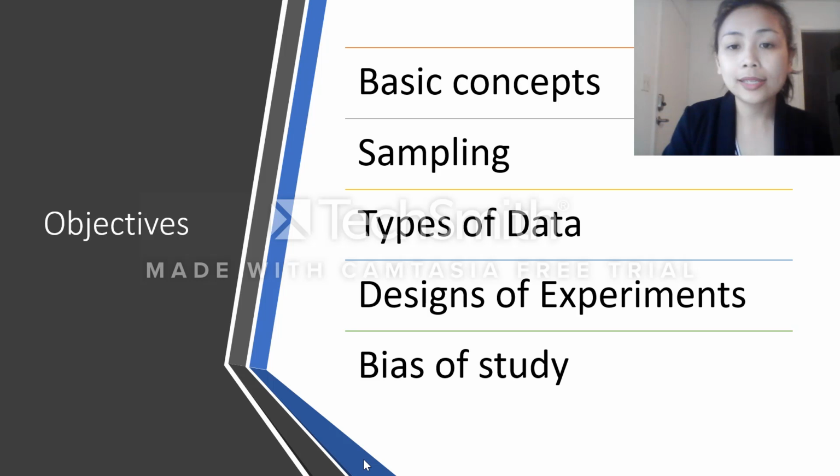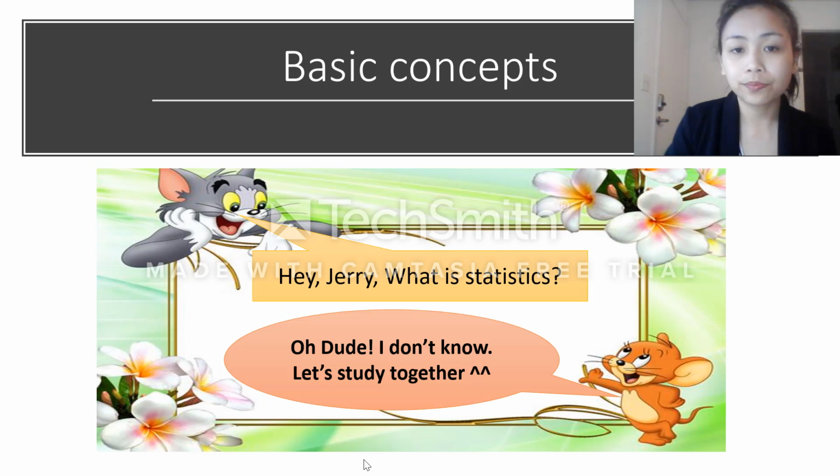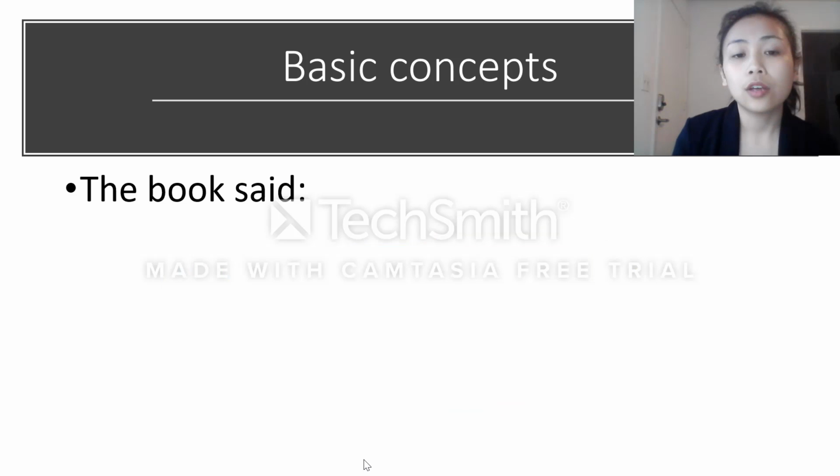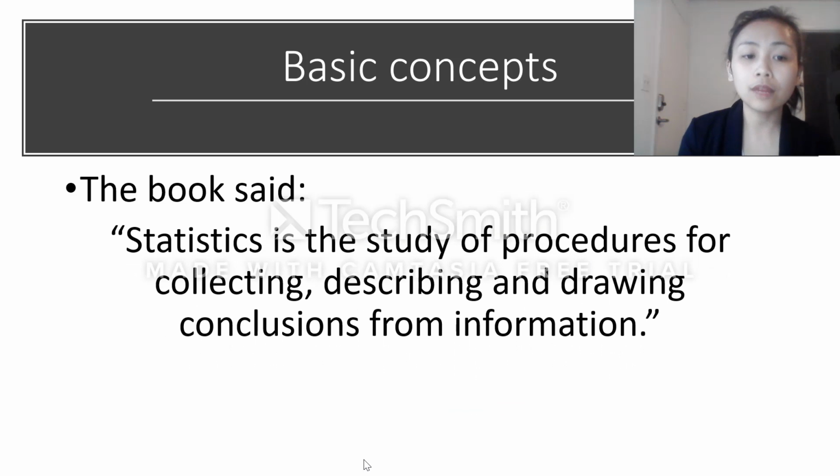So first, basic concept in statistics. You want to learn statistics. So the first thing you need to know is what is statistics, right? So the definition of statistics is the study of procedures for collecting, describing, and drawing conclusion from information. And to understand this concept better, I would like to go over an example.